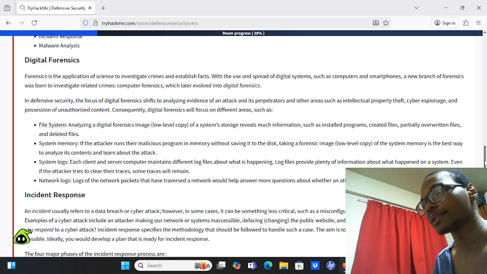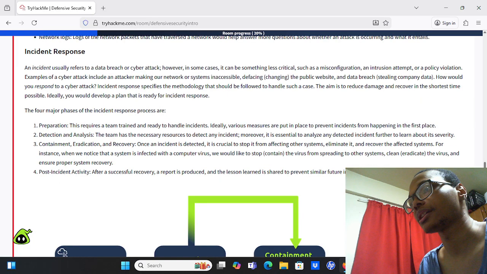Incident response. An incident usually refers to a data breach or a cyber attack. However, some cases can be something less critical, such as a misconfiguration, intrusion attempt, or policy violation. Examples of cyber attacks include an attacker making our network or system inaccessible, defacing the public website, a data breach, or selling company data.